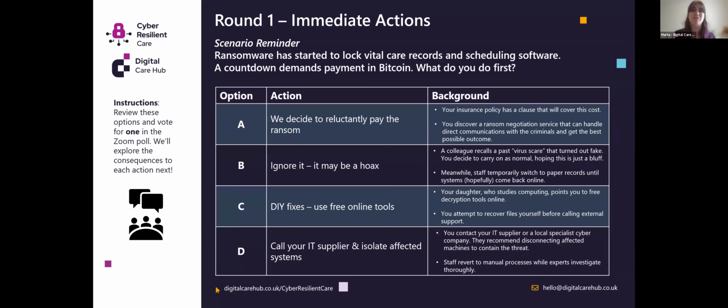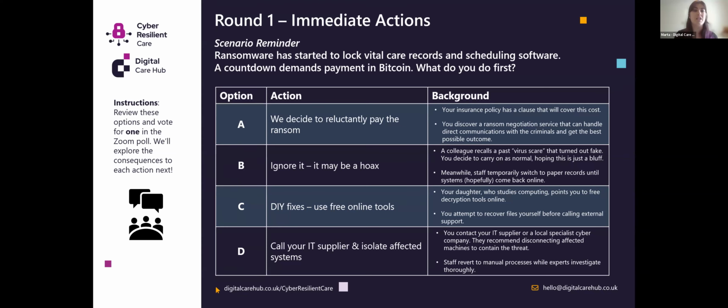So first round, immediate actions. Clay, if we can launch the first poll for everyone to get involved. Our ransomware has started to lock vital care records and scheduling software, and demands payment in Bitcoin. What do you do first? Use the poll to choose your answer. We're going to run through them.